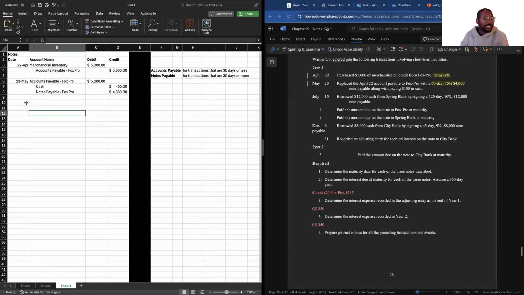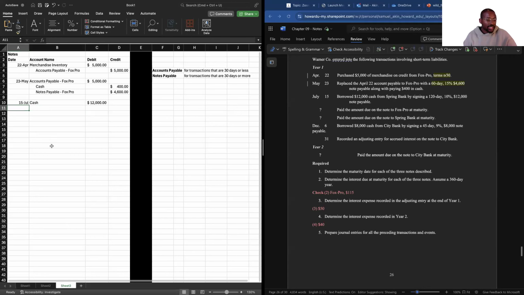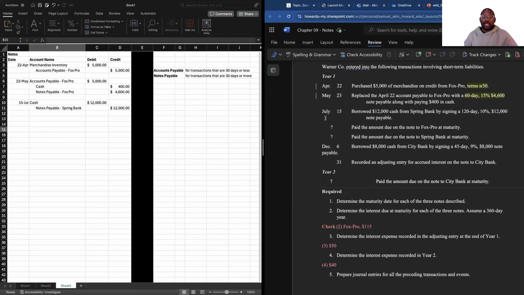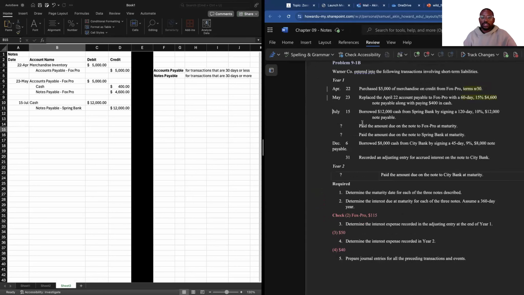Now on July 15th, we borrowed money from the bank. So we go to the bank and we ask for money. Well, what's going to go up on that day? Cash is going to go up because they're going to give us the cash of $12,000. But what is also going to go up is our liability, meaning we're going to have to pay back Spring Bank, I believe is the name, that $12,000 later down the road. Sounds good?